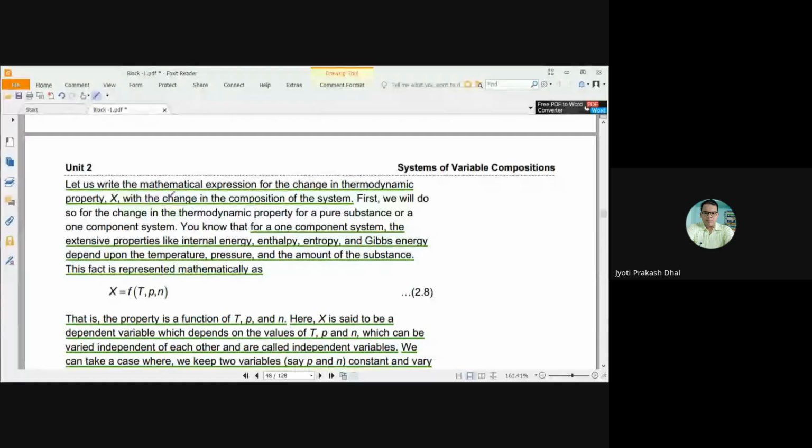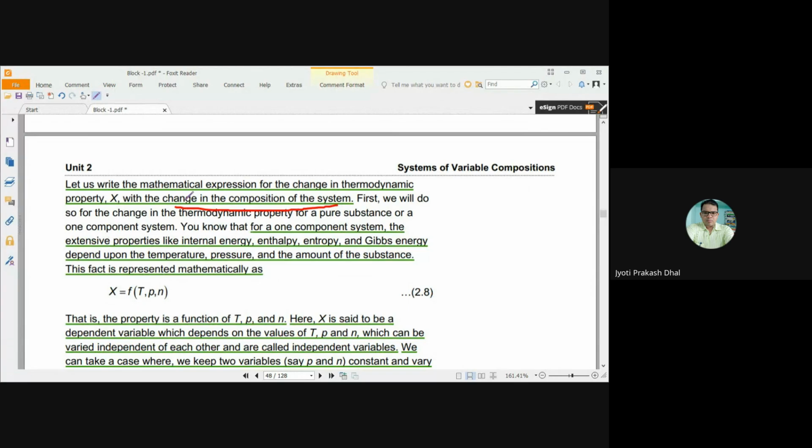So let us write the mathematical expression for the change of thermodynamic property X with change in composition of the system. This is applicable particularly to a multi-component system, because for a multi-component system you can change the composition. If a single component system is there, the composition is 100% and there will be no change in composition. For a multi-component system, that may be two component, maybe three component, etc., you can change the composition of any one component or more.